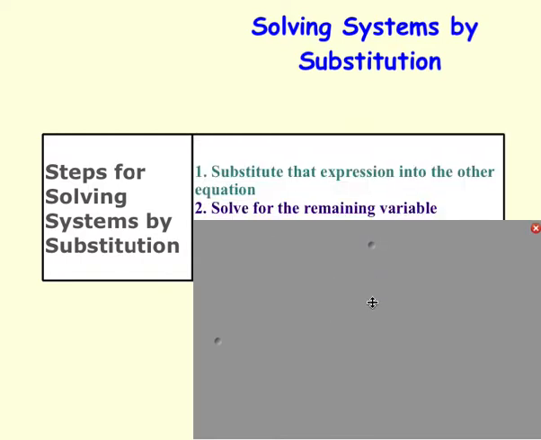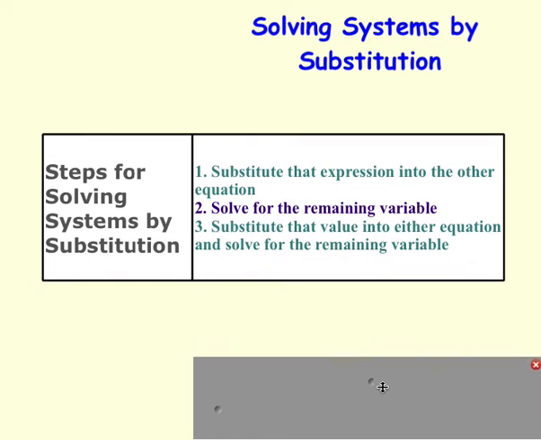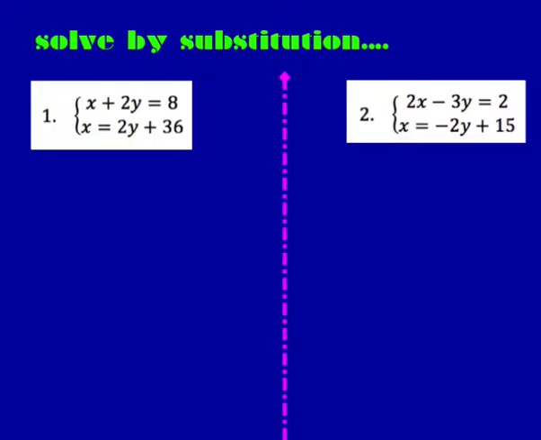I do want you to make sure that you get these steps written down because it's really important to have them for reference. When you're stuck on a problem, you can always look back at your steps and see where you need to go next. Step number 1 is to substitute that expression into the other equation. Step number 2, solve for the remaining variable. Step number 3 is to substitute that value into either equation and solve for the remaining variable. Right now, none of that really makes any sense, but it's going to make sense in a second. Before you move on, make sure you have that written down. So let's start by taking a look at number 1.